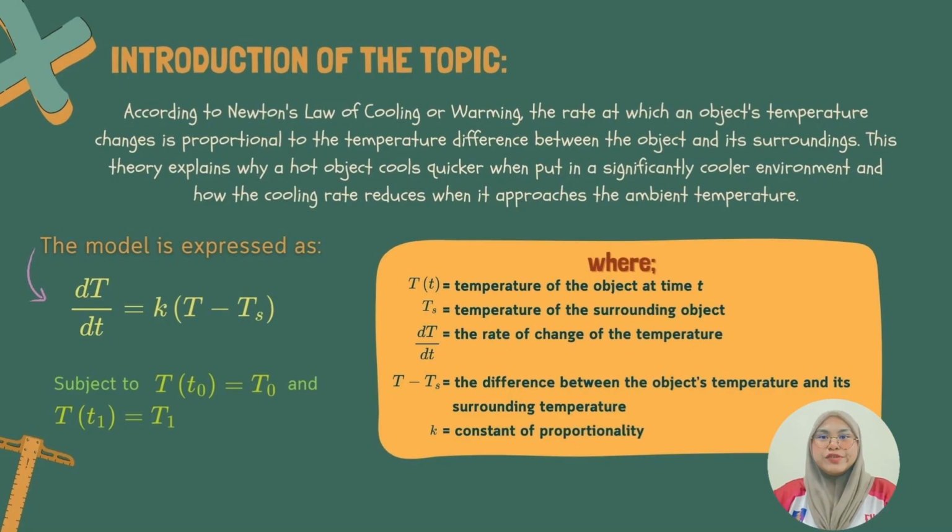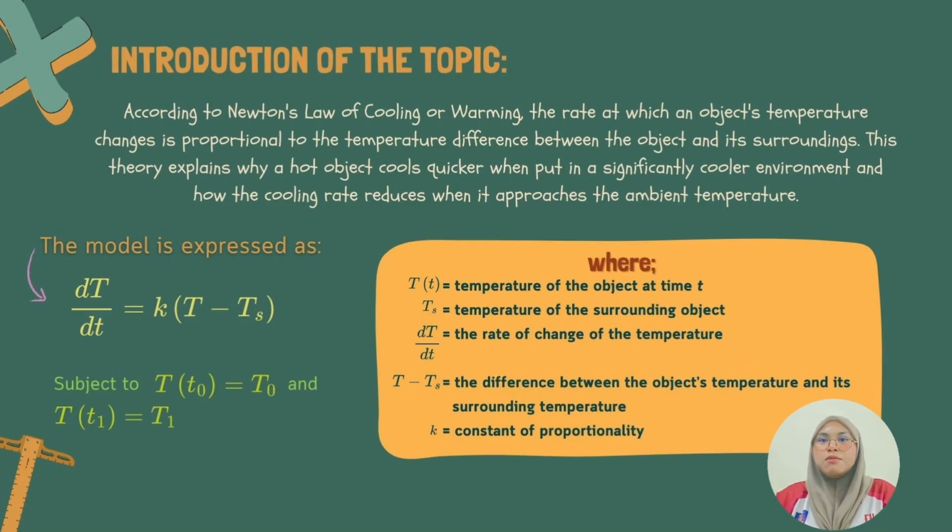This slide introduces the concept behind Newton's law of cooling or warming. According to this law, the rate at which an object's temperature changes is proportional to the difference between the object's temperature and the surrounding temperature. In simple terms, a hot object cools faster when placed in a much cooler environment, and the cooling rate gradually slows down as it approaches the ambient temperature.